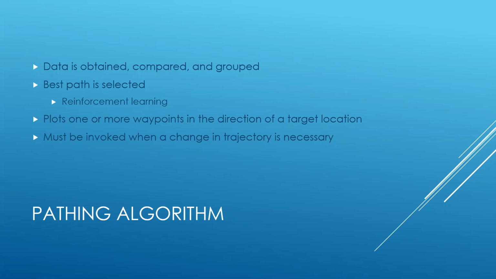A waypoint is a position relative to the world that the UAV is expected to travel to. If multiple waypoints exist, they are labeled sequentially in the order they will be visited. Once the drone has visited a waypoint or otherwise overridden it, it is removed. The pathing algorithm must be invoked whether a change in trajectory is necessary or when the drone has reached its final waypoint. It is often rerun before one of these conditions makes it necessary.